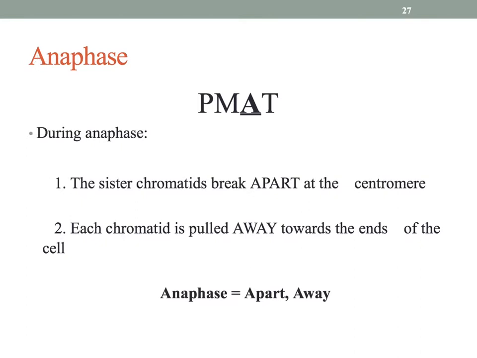Now what happens is the mitotic spindles, those fibers, are going to start to shorten, and it's going to pull the two sister chromatids basically apart. The sister chromatids are going to move towards the poles of the cell. So remember A for away or apart.